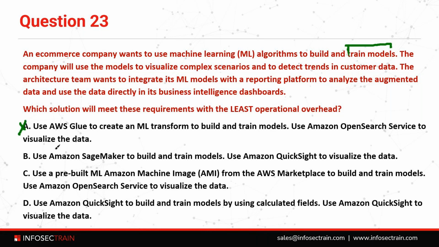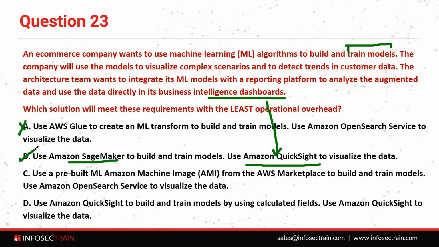Then we have Amazon SageMaker. I told you about it, right? SageMaker is there to train your ML. And you want to visualize whatever information is there, and analyze the data using the business dashboard. So you want to create a dashboard as well. That dashboard could be created within a service called QuickSight. So the dashboard will be created with QuickSight and the model will be trained with SageMaker. So this looks good.